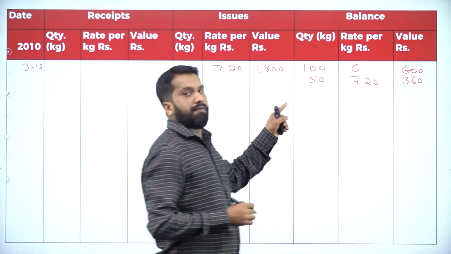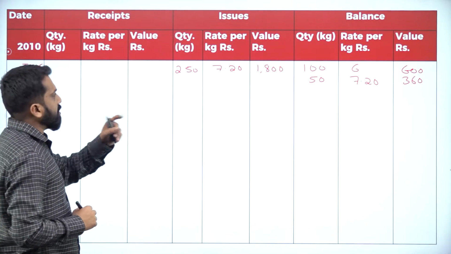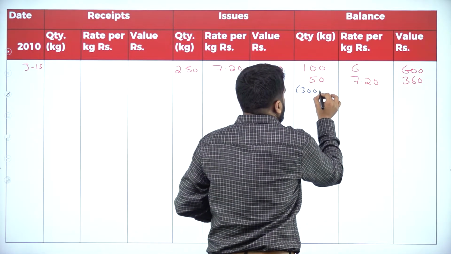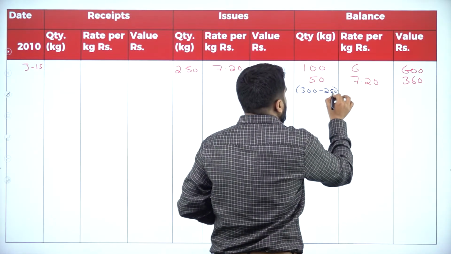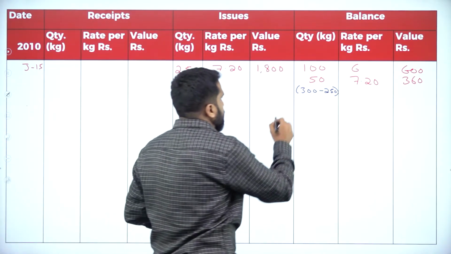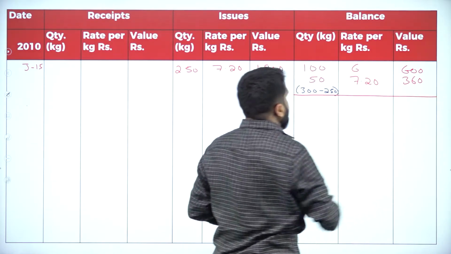How come you got 50? Always remember, I'll write down there. So this is 300 minus 250. So like that, you got that value. Now, this is done. Now we'll go for the next one.